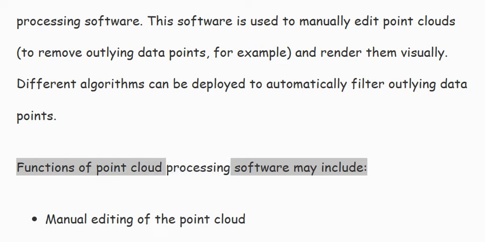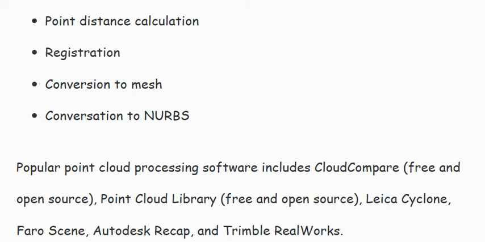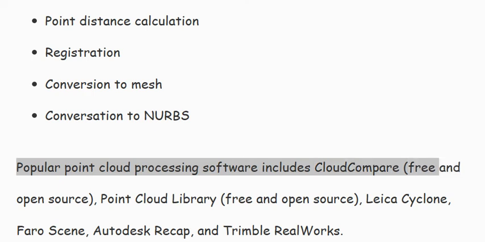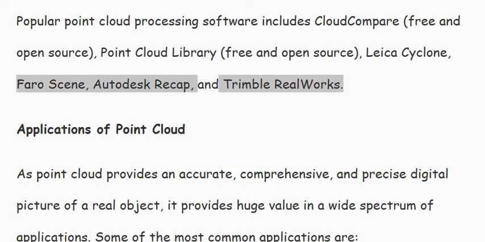Functions of point cloud processing software may include manual editing of the point cloud, automatic cleanup and filtering, offloading tasks to the cloud, rendering, point distance calculation, registration, conversion to mesh, conversion to NURBS. Popular point cloud processing software includes Cloud Compare, free and open source, Point Cloud Library, free and open source, Leica Cyclone, Faro Scene, Autodesk Recap, and Trimble RealWorks.